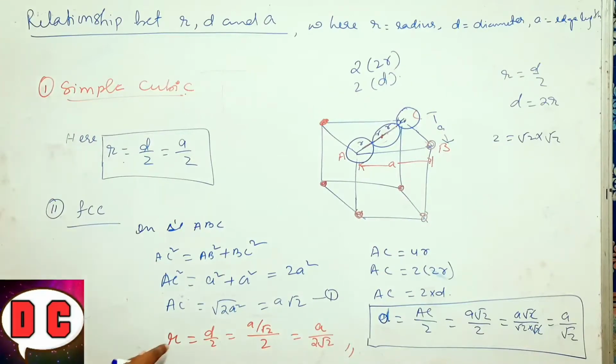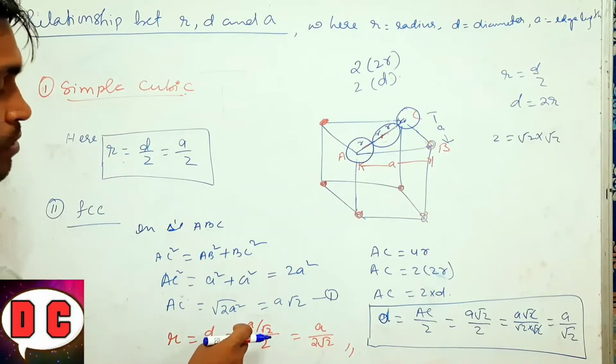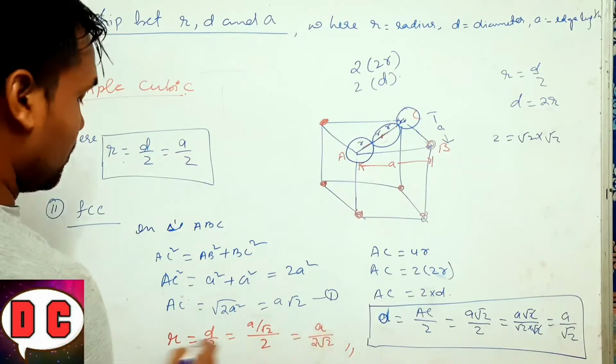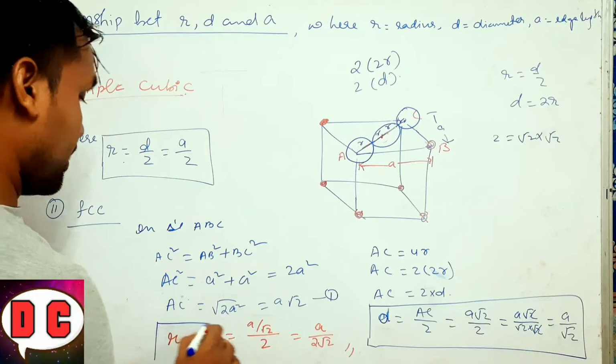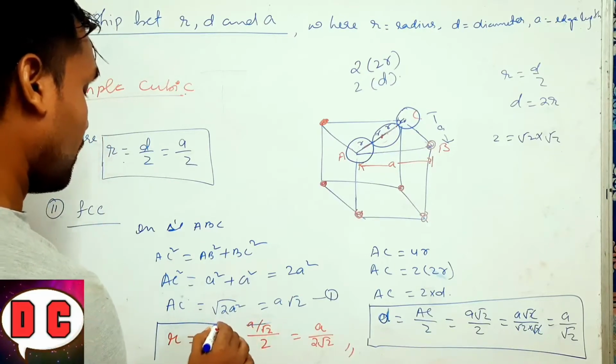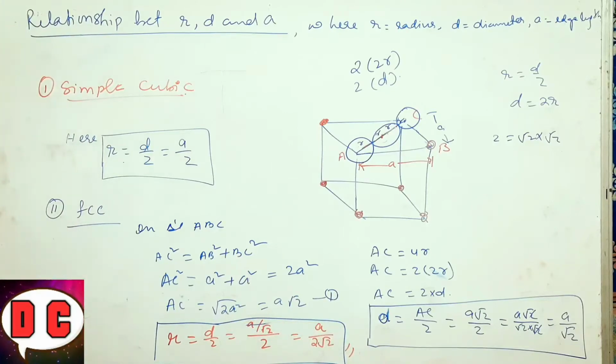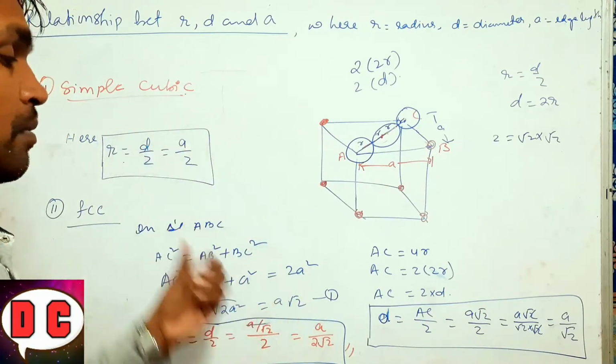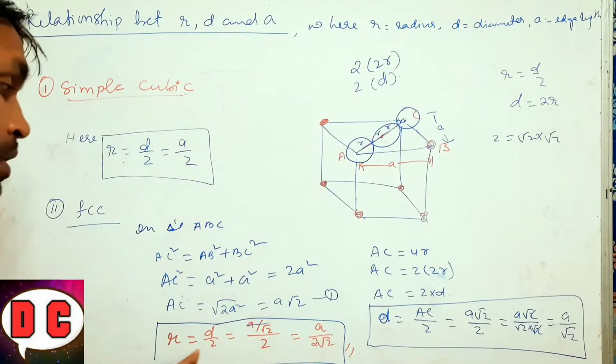And what is the relation I got between r and a? So r is equal to d by 2, half of the diameter. So the diameter, what do we have? a root 2, and by 2. So this root 2 will come down, then a by 2 root 2. So for FCC structure, remember dear students, the relation between r and edge length is r equals a by 2 root 2. This point you have to remember properly because it will be required in numericals. Questions come in your NEET and JEE examinations from here. So it is very, very important, dear students. You should remember it, okay.